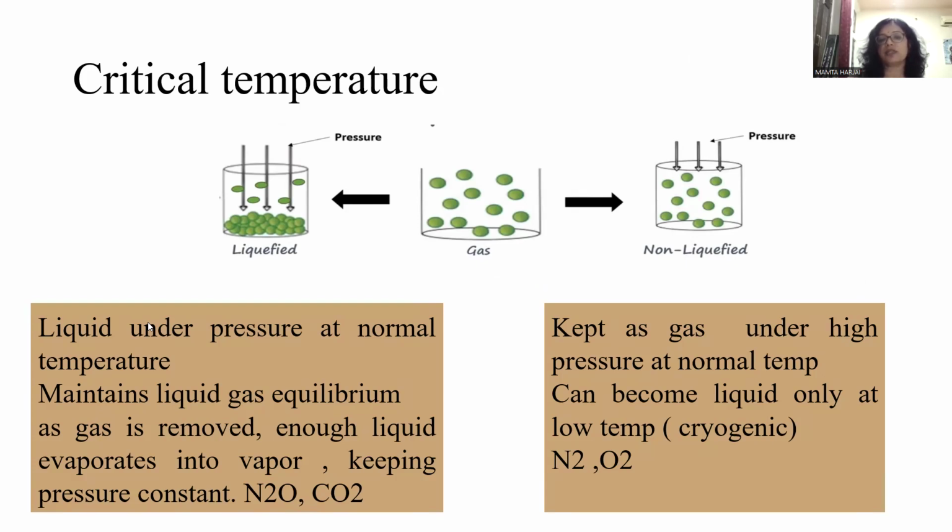A gas is either stored in a liquefied form or in a non-liquefied form. The liquid gas is basically under pressure at normal temperature. It maintains a liquid-gas equilibrium, and as gas is removed, enough liquid evaporates again into vapor, keeping the pressure constant and maintaining the equilibrium. The gases which are kept in liquefied form are nitrous oxide and carbon dioxide. While the non-liquefied gases like nitrogen and oxygen are kept under high pressure at normal temperature. They can become liquid only at very low temperatures, which is the principle of a cryogenic plant.